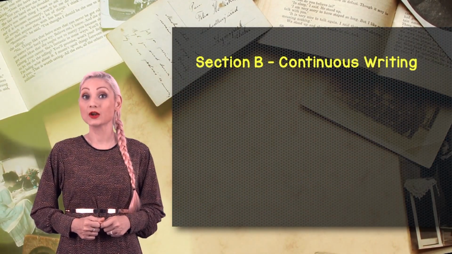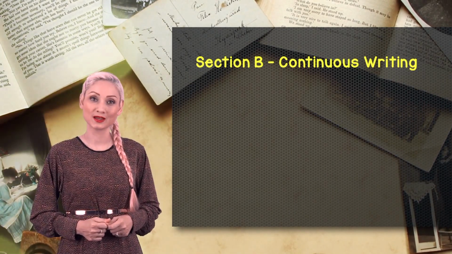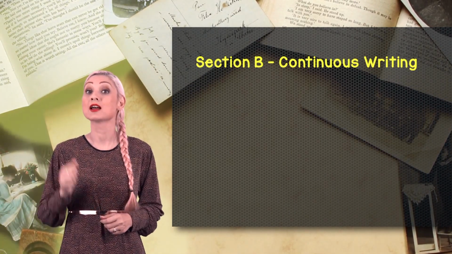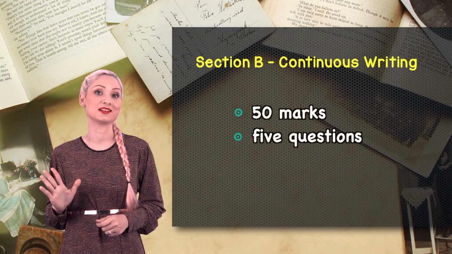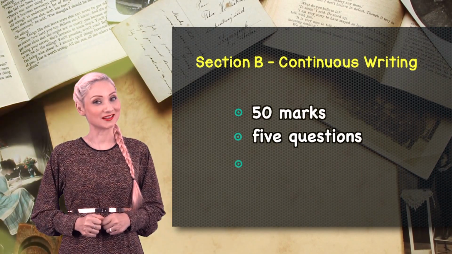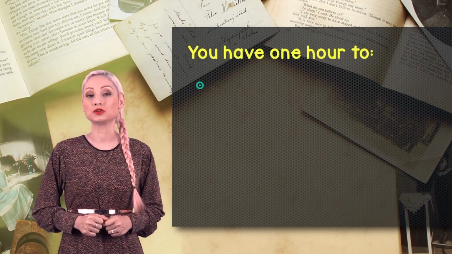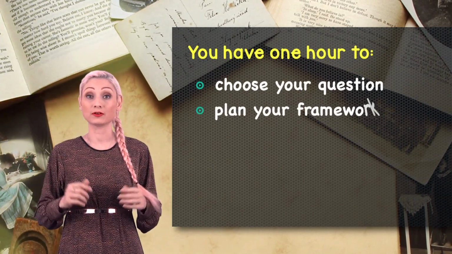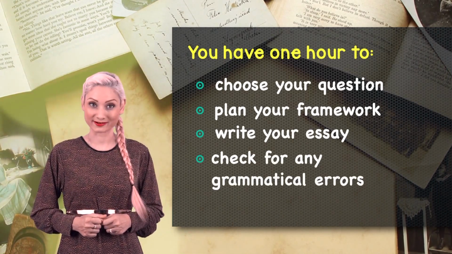Let's look at a brief overview on section B, continuous writing in the English SPM paper. Continuous writing carries 50 marks. You will be given 5 questions. You only have to answer 1. You have 1 hour to choose your question, plan your framework, write the essay, and check for any grammatical errors.